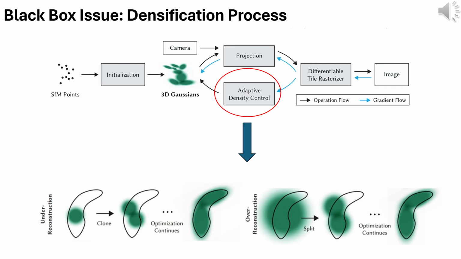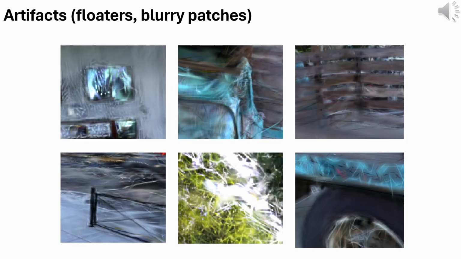However, this is a black box process which is not clear to the user. 3DGS has issues when artifacts like floaters and blurry patches appear, and due to the densification process being a black box process, it is very difficult to pinpoint the cause of these artifacts.